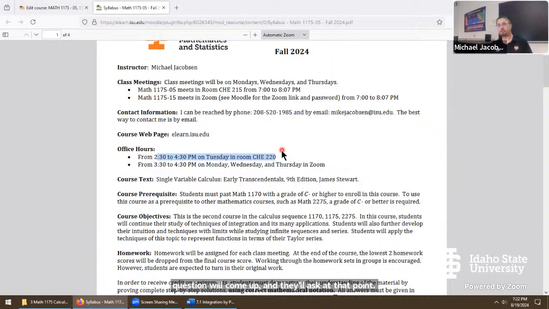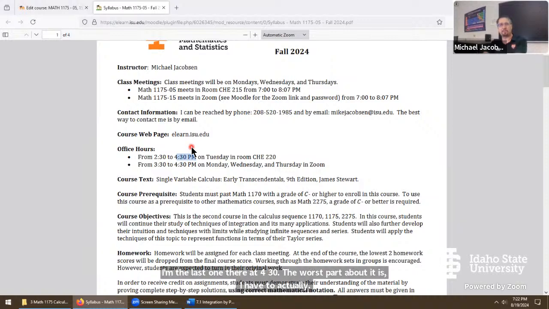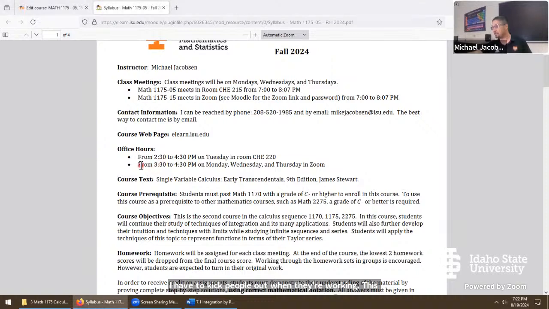It's a good room for study groups, but I do have to lock it at 4:30 p.m. That's the worst thing about it. It also has another office for the writing center. So if I'm the last one there at 4:30, the worst part about it is I have to actually physically lock it up. I have to kick people out when they're working. It feels kind of awful, but that's how that one works.